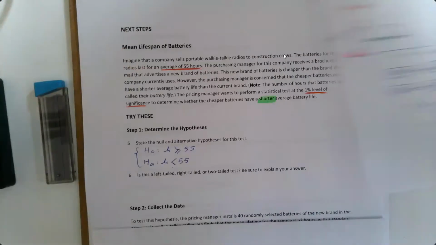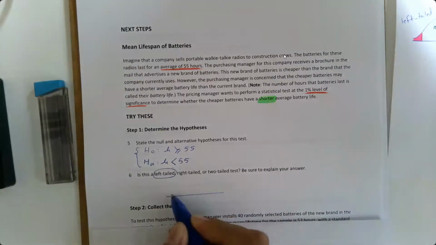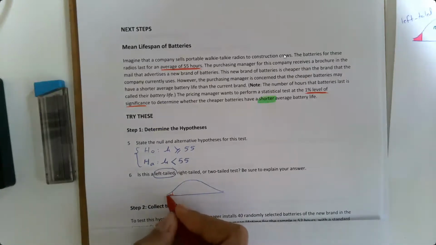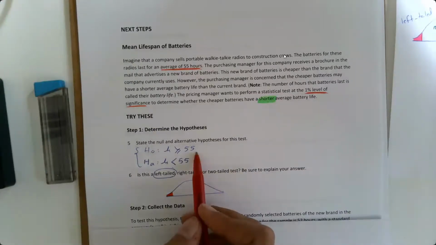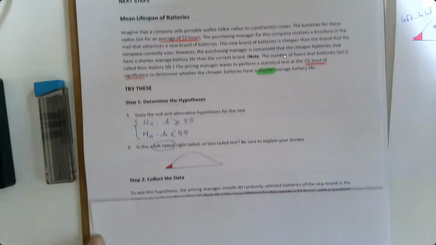Left-tailed, okay. This is a left-tailed graph. It means that the rejection region is on the left-hand side. And this area here is my p-value. Remember that your job is to find your p-value. If the p-value is less than 1%, then you reject the null hypothesis. Otherwise, you say you fail to reject the null hypothesis. Okay, now let us move on to the next step.